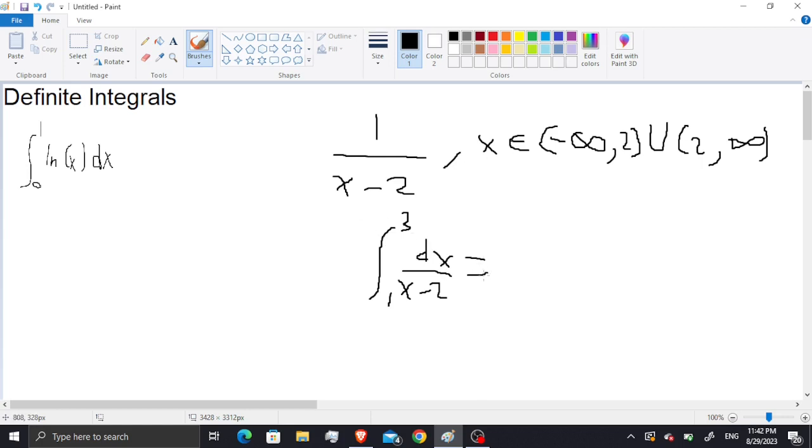Now, again, anybody in Calc 2 would probably see this and say, oh hey, that's ln of x minus 2, right? Because if you do the u substitution, you'll end up with ln of u if you substitute u for 2 minus x, and since you don't have to change the integrand much with the derivative, since the derivative of x minus 2 is just 1, you'll end up with this integral, and then you end up with this on the bounds of 3 and 1.